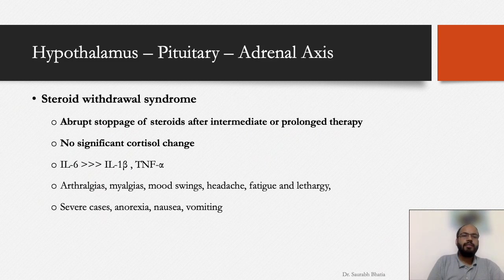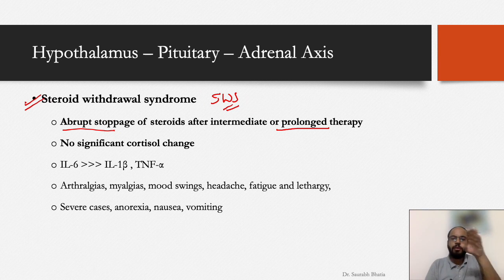Another syndrome that we should learn about is steroid withdrawal syndrome, or SWS. This happens when you give steroid for a prolonged duration and then abruptly stop it. If you're giving steroids for a long duration, your body gets habituated to those doses of steroids and will decrease its own steroid production. So if you stop steroids after a prolonged duration of steroid intake, this will lead to steroid withdrawal syndrome.